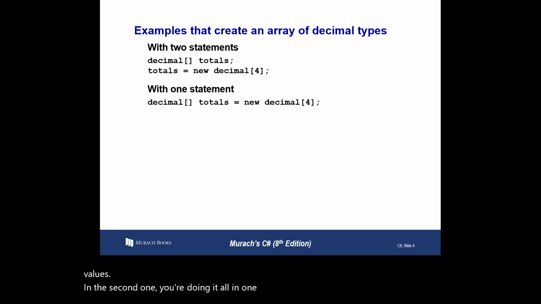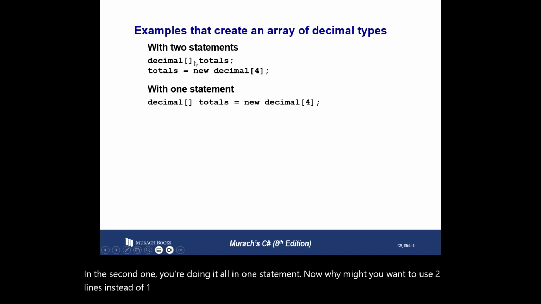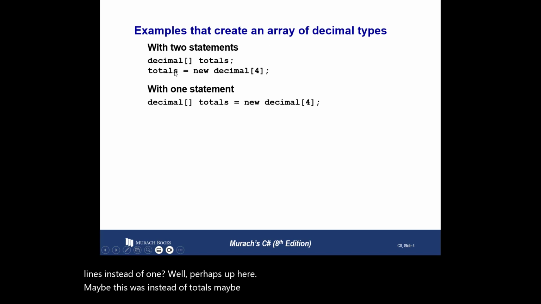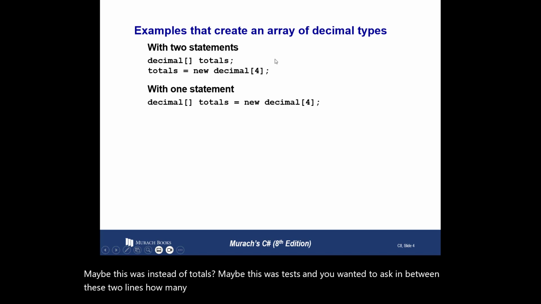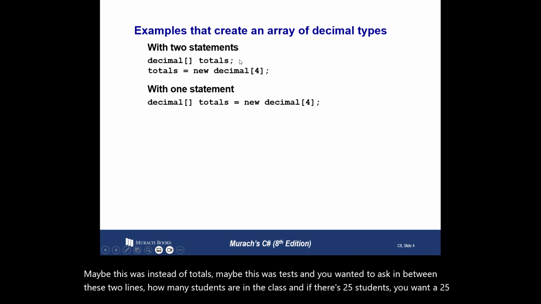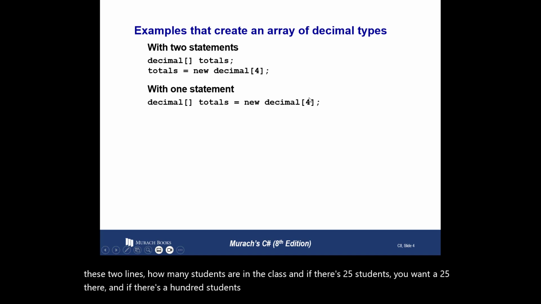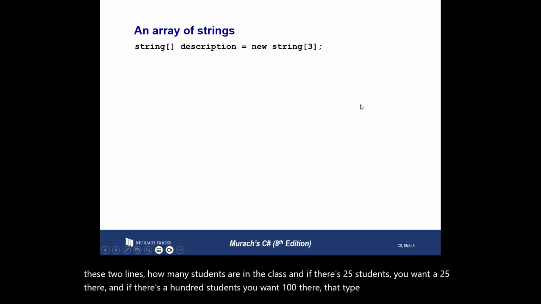Now, why might you want to use 2 lines instead of 1? Well, perhaps up here, maybe this was instead of totals, maybe this was tests. And you wanted to ask in between these 2 lines, how many students are in the class? And if there's 25 students, you want a 25 there. And if there's 100 students, you want 100 there. That type of an example. Here's an array of strings.